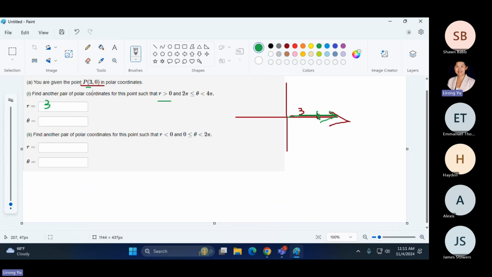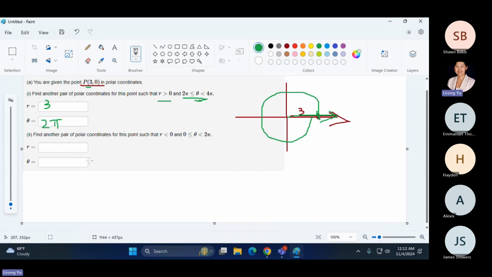The original one is positive, and all we have to do is turn the angle. The reason we have multiple representations is because this whole thing can rotate. So we make the angle bigger. Originally it was 0, so you add 2 pi to it. So the angle here would be 2 pi.